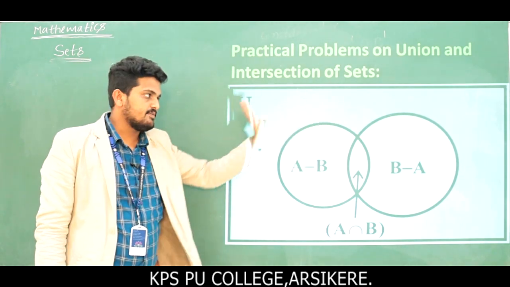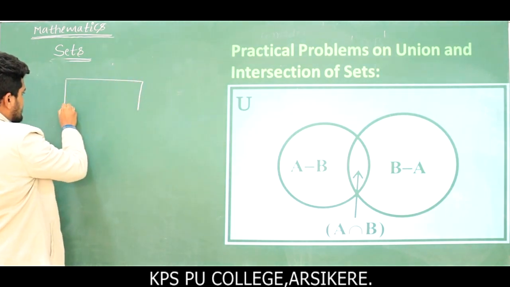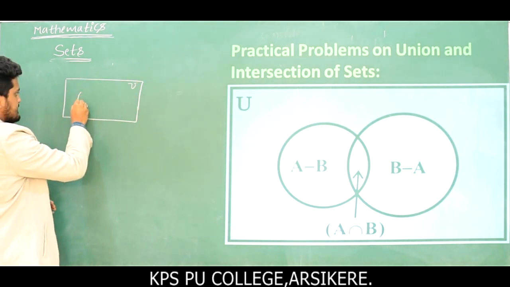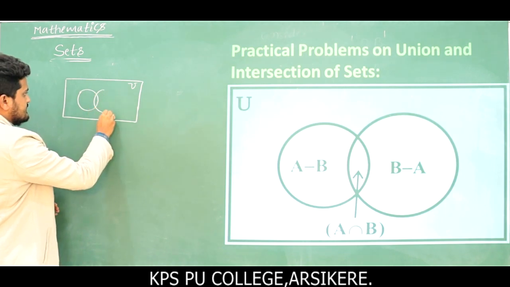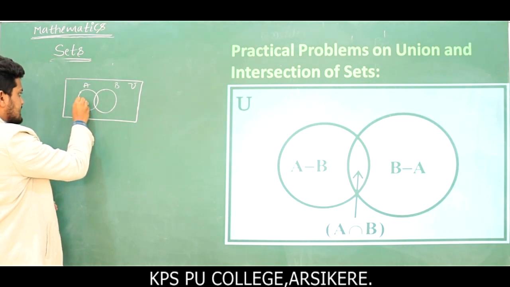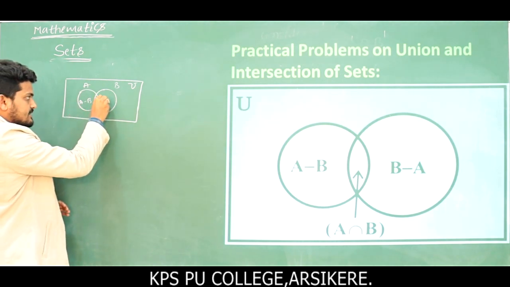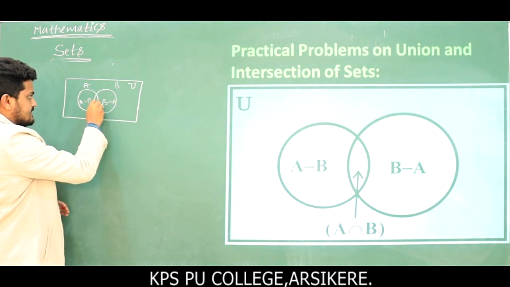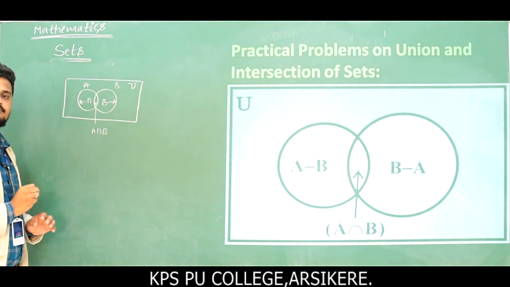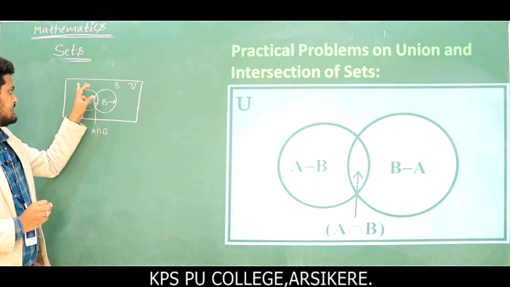So first you draw this diagram. Here in this diagram you can see the universal set, right? Next set A, set B. This is A minus B, this area, except the intersection. This area is B minus A. This part is A intersection B.